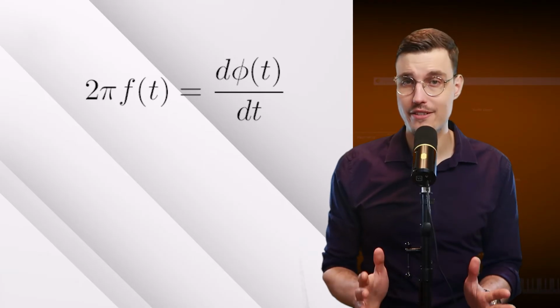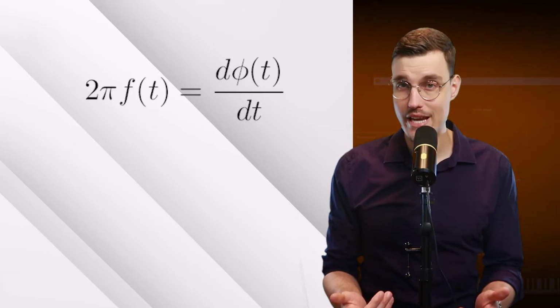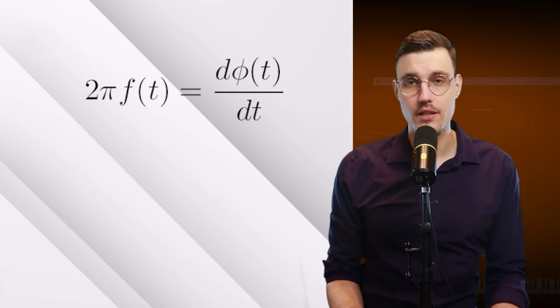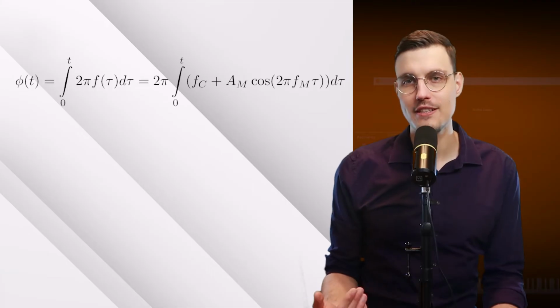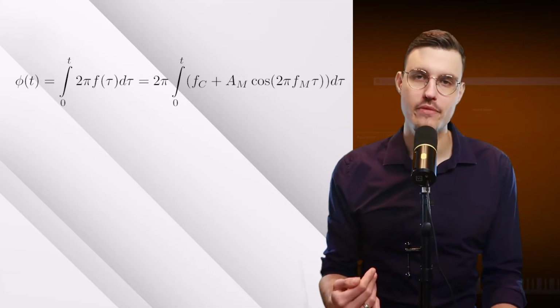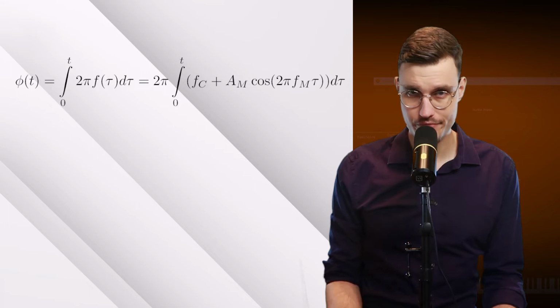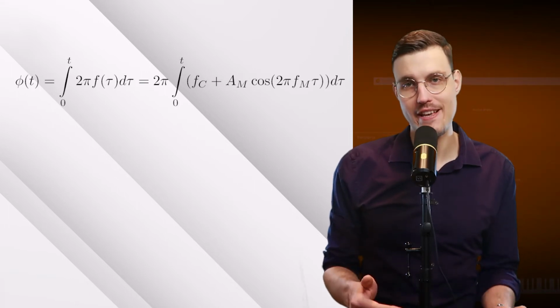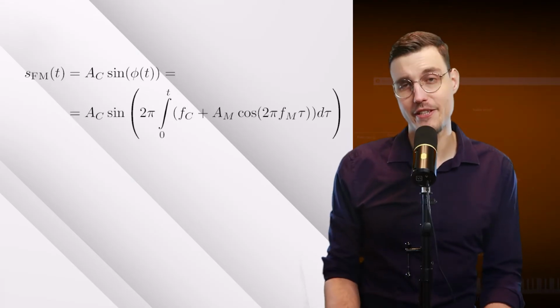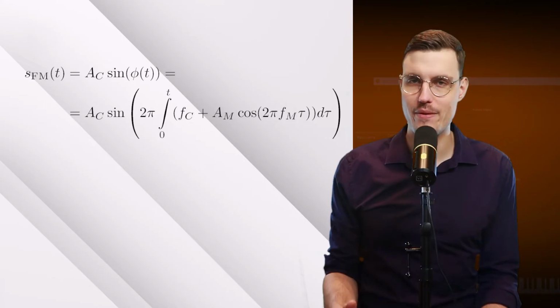The argument of a sine function is the phase, not the frequency. In order to obtain the phase from the equation for frequency, we must perform an operation that is inverse to differentiation, namely integration. Now we can plug the formula for the phase as the argument of a sine function. This is the correct formula for a simple FM instrument.